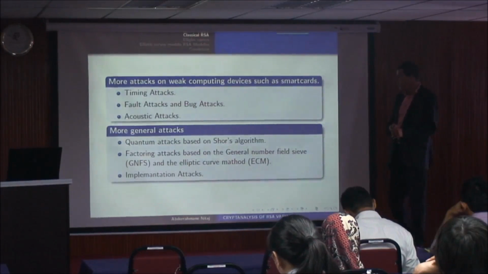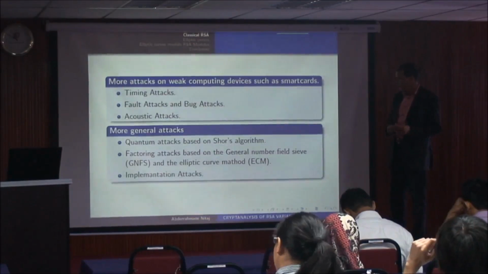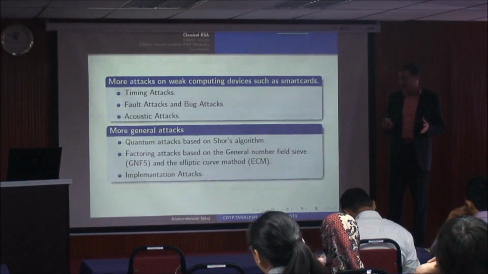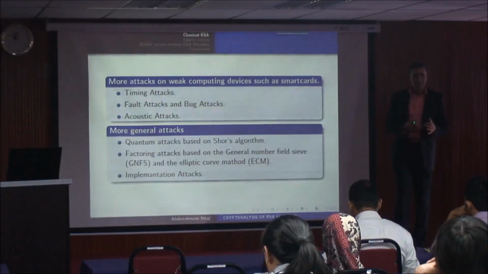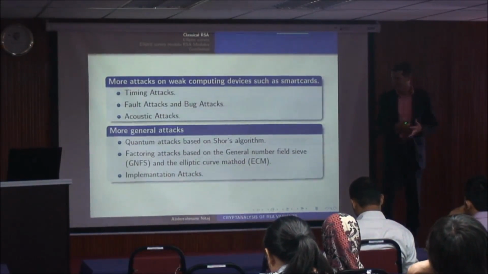to factor the modulus if the modulus of the RSA system is of a certain form. But in general, factoring attacks can't give the factors of the RSA modulus when the prime numbers p and q are large enough.